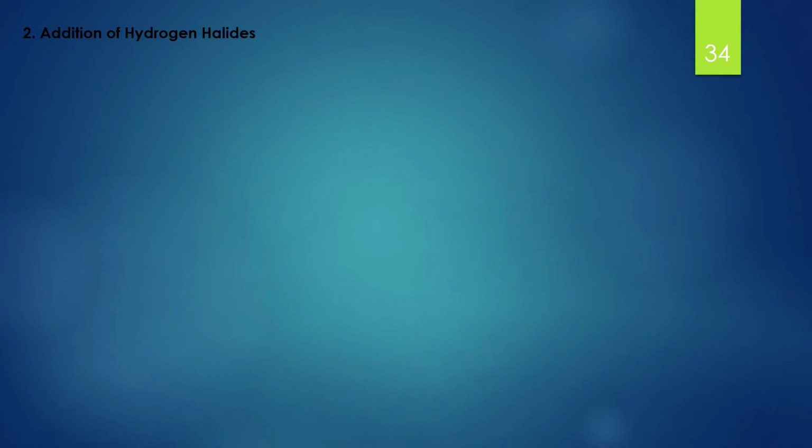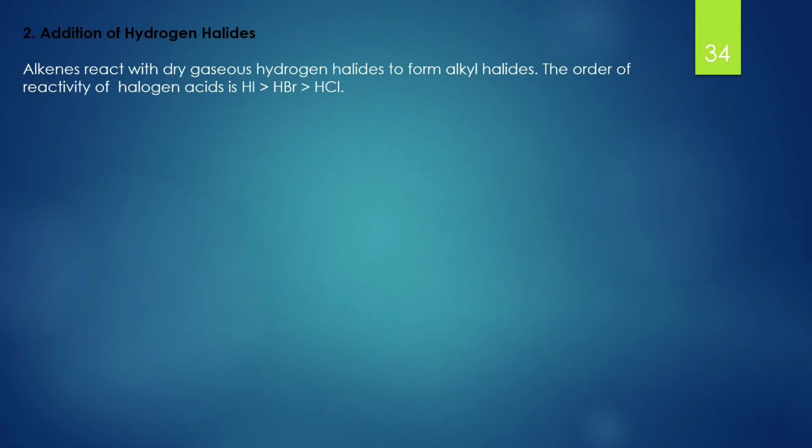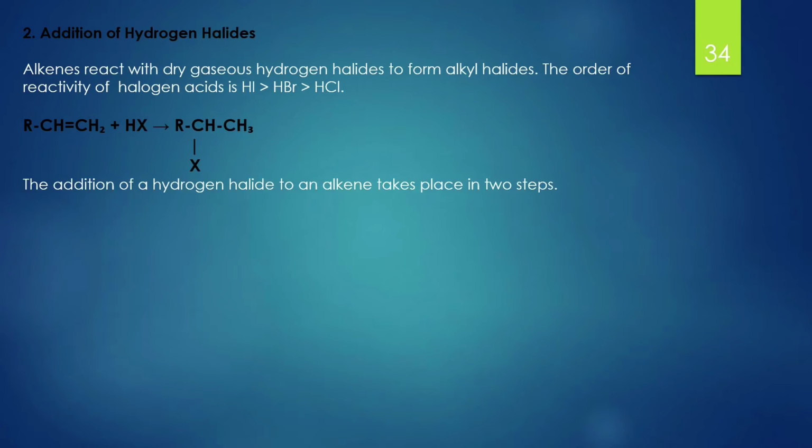Next reaction is addition of hydrogen halides. Alkenes react with dry gaseous hydrogen halides to form alkyl halides. The order of reactivity of halogen acids is hydrogen iodide, then hydrogen bromide, and then hydrogen chloride, also shown in the reaction below. Now these reactions proceed in the following mechanism steps.